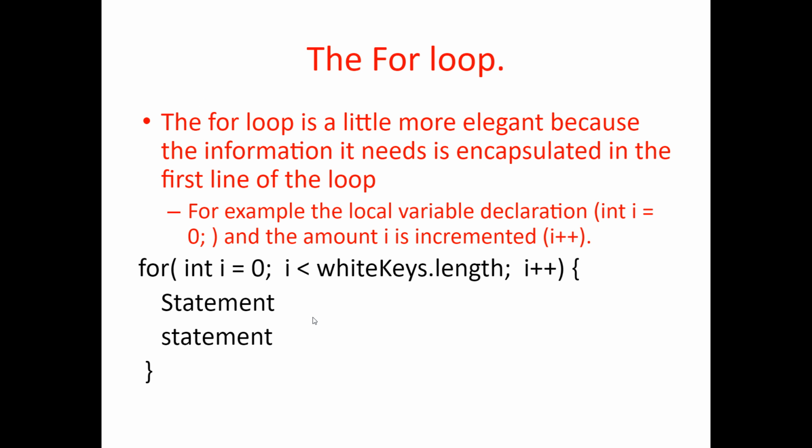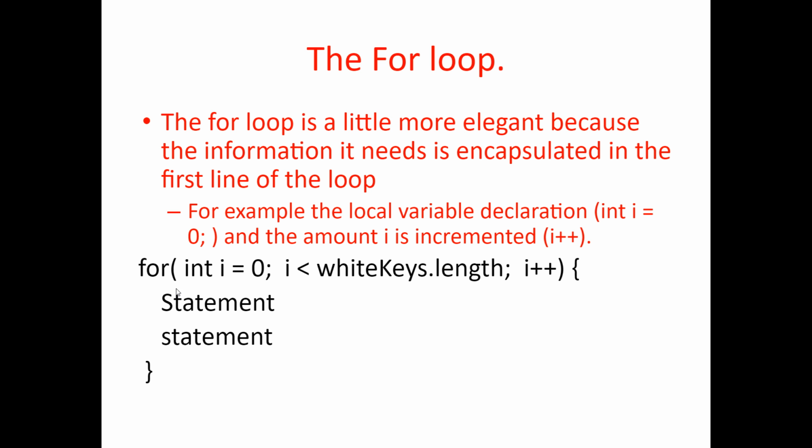Okay, now let's do the for loop. The for loop is a little more elegant than the while loop because the information is encapsulated in the first line of the loop. You don't have to have i++ at the bottom, and you don't have to have int i = 0 outside of the loop. Everything you need is inside the parentheses for the for loop.